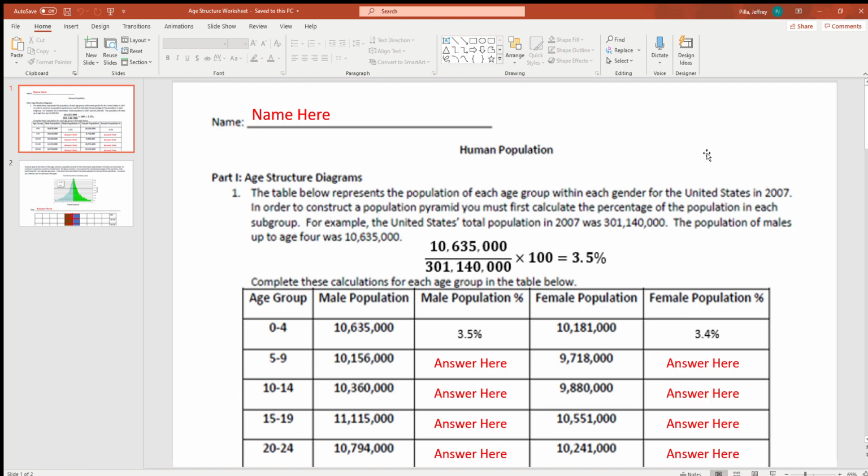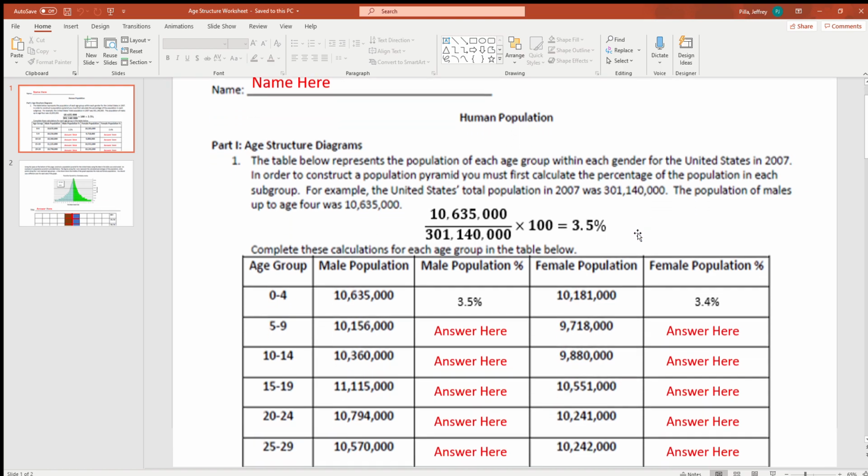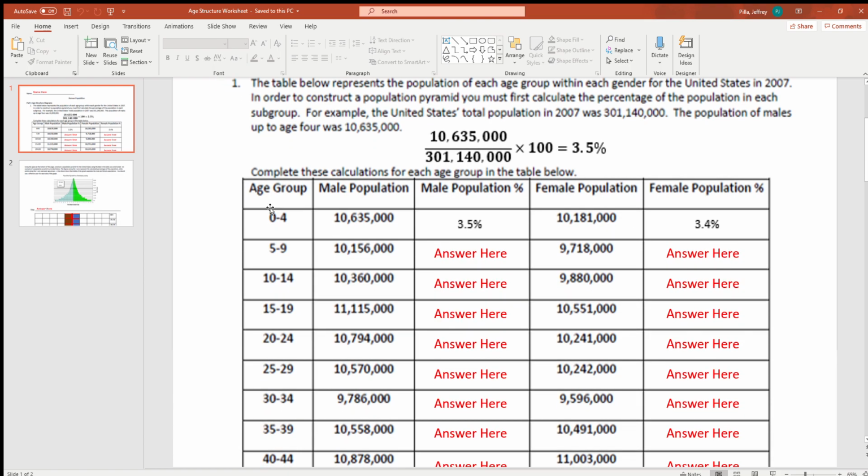I suggest doing that on the calculator just so you can see for yourself that that's the answer that you should be getting. Okay. Complete these calculations for each age group in the table below. So let's look at the table below. We see a couple things. First, all the way to the left, we see a column for age group.